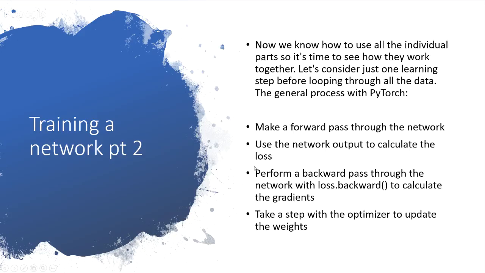Now that we know how to use all the individual parts, it's time to see how they work together. Let's consider just one learning step before looping through all the data. We're going to make a forward pass through the network, use the network output to calculate the loss, and perform a backward pass through the network with loss.backward to calculate the gradient. Now take a step with the optimizer to update the weights.